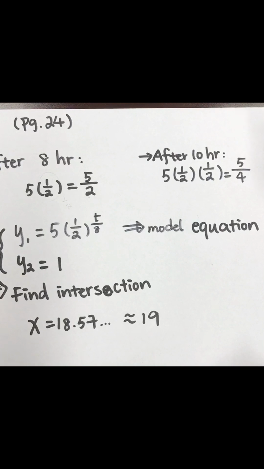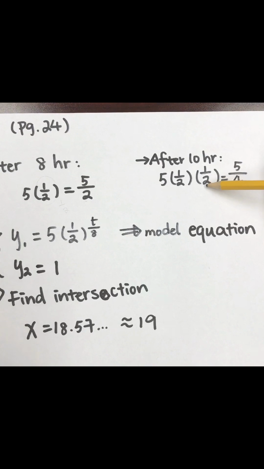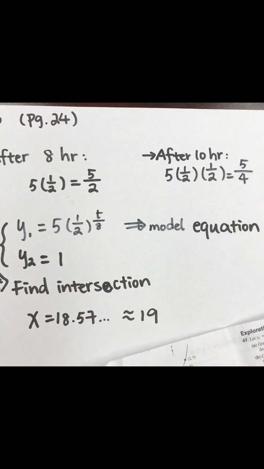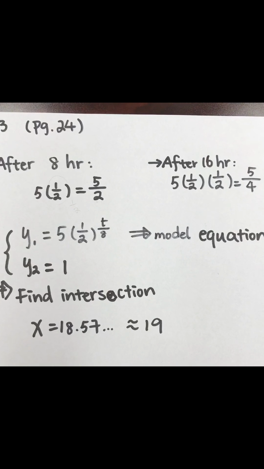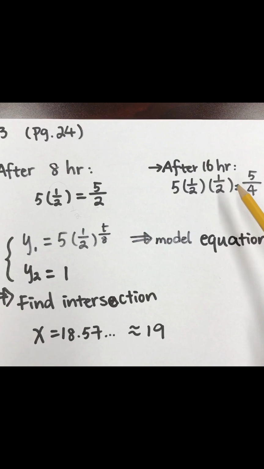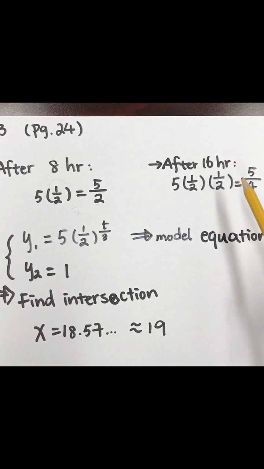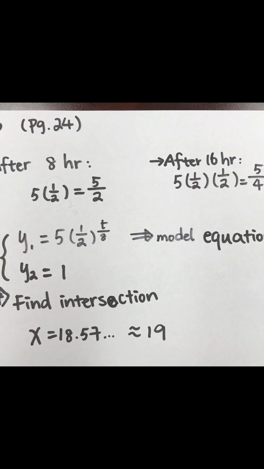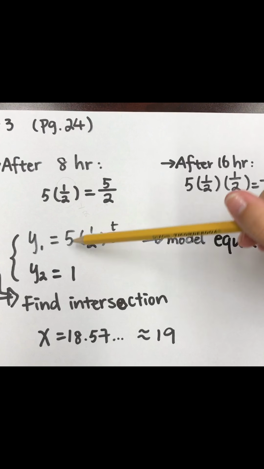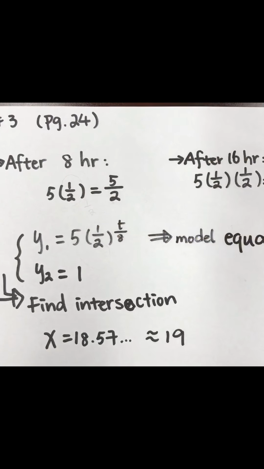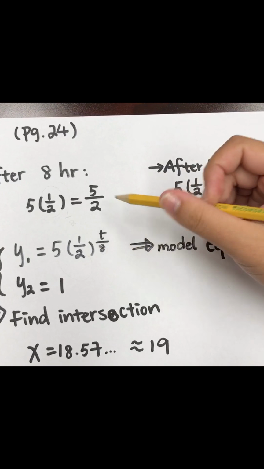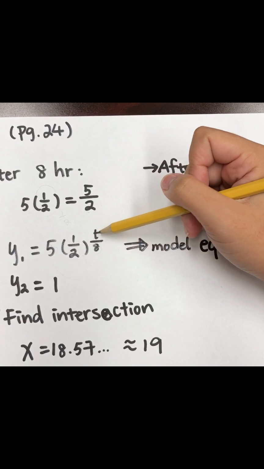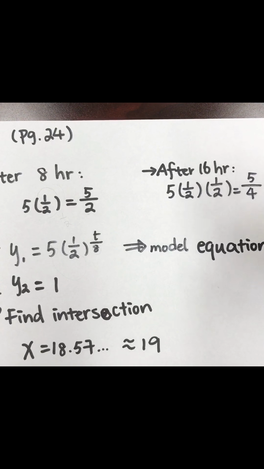And then when you double the hours, you will need to multiply again, because that will give you the number after 16 hours. Oh, this is actually 16. So this just shows you how the function will work. You multiply another 1/2 in order to double the hours. So you will need to set up 2 equations in order to solve this problem. The first equation will be here, and this is after 8 hours. So t will be the time, and this is 5 times 1/2 to the power of t over 8. This is the model equation that can help you solve the problem.